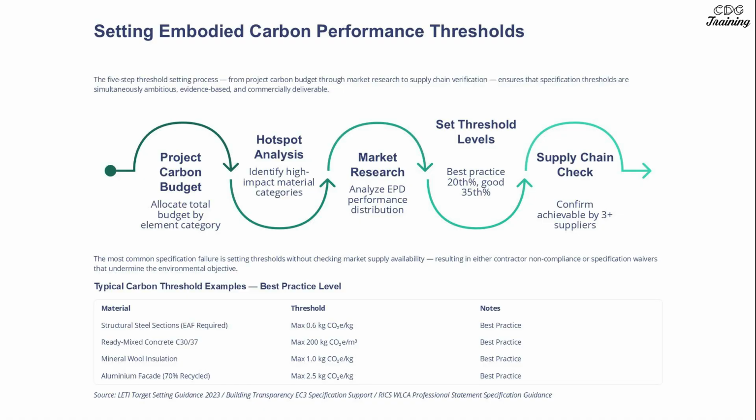Setting embodied carbon performance thresholds involves a multi-step process, from budgeting to supply chain checks. This ensures that specifications are both ambitious and achievable, addressing common failures in carbon management.